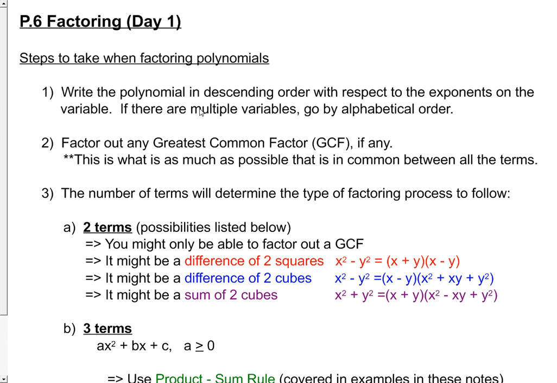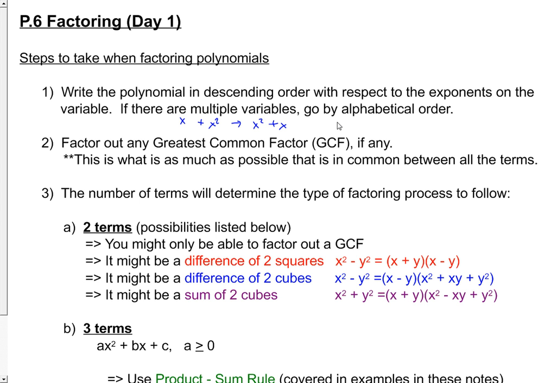If we have x plus x squared, if we were to write that in order, that would be the x squared first and then the x. You are going by the exponents only.